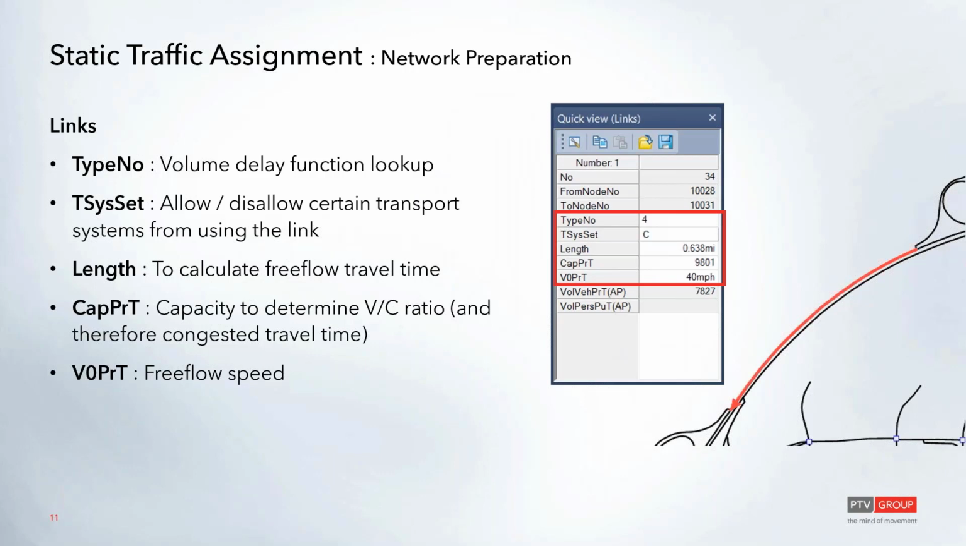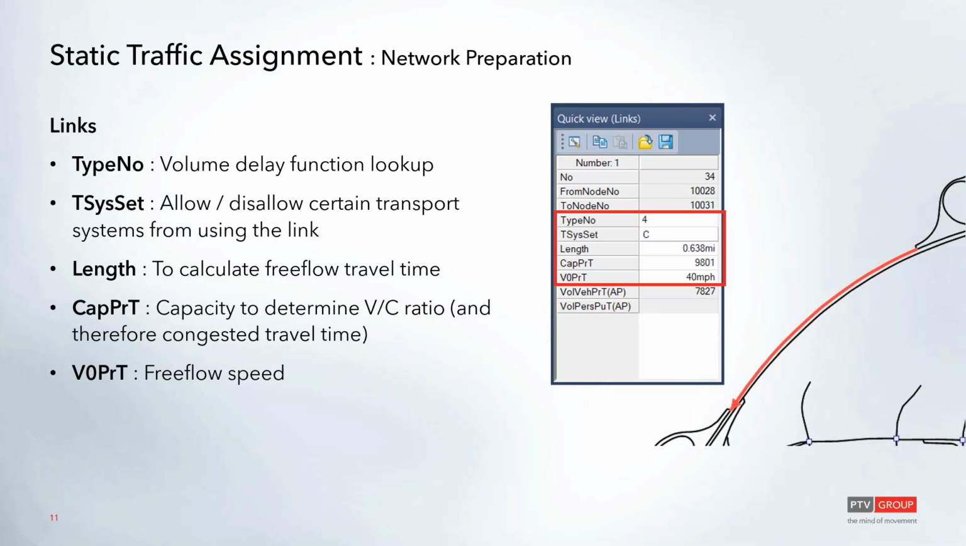All right, as part of the static traffic assignment, there are a few different attributes that are going to be taken into account for that assignment procedure. For links, they will all have a type number associated with them, and this type number is going to be linked to a volume delay function. We'll talk about all of the different volume delay functions set up in a bit.